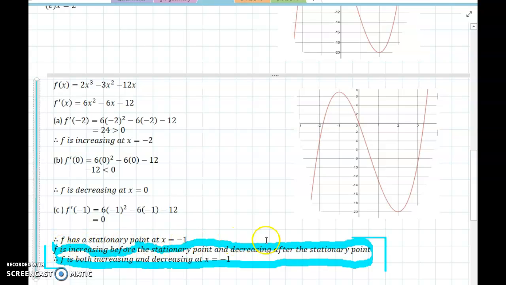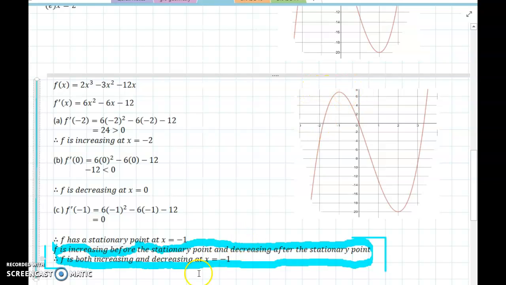And I'm going to go with your textbook because you're going to check your answers according to the textbook. But after I've explained it, you can decide how you want to interpret it. So we know this point is stationary. So here they say that f is increasing before the stationary point, yes, and it's decreasing after the stationary point. So we say f is both increasing and decreasing at the stationary point. However, the other opinion is that it neither increases nor decreases there. It is stationary.